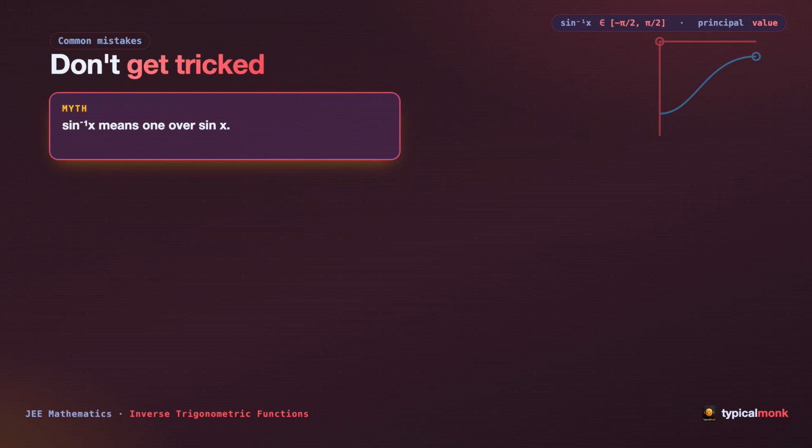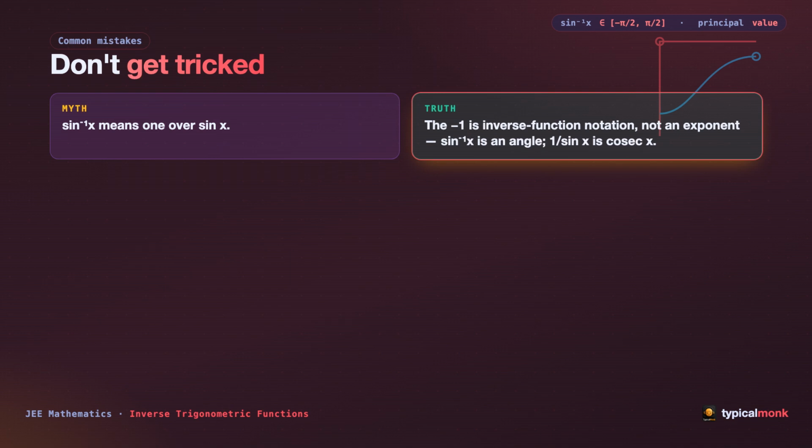Two myths that trap thousands of students every year. Myth 1. Sine inverse x means 1 over sine x. It looks so natural, the little -1 up top just seems like an exponent. But here is the truth, that -1 is inverse function notation, not an exponent. Sine inverse x is the angle whose sine is x, while 1 over sine x is cosecant x, an entirely different quantity.